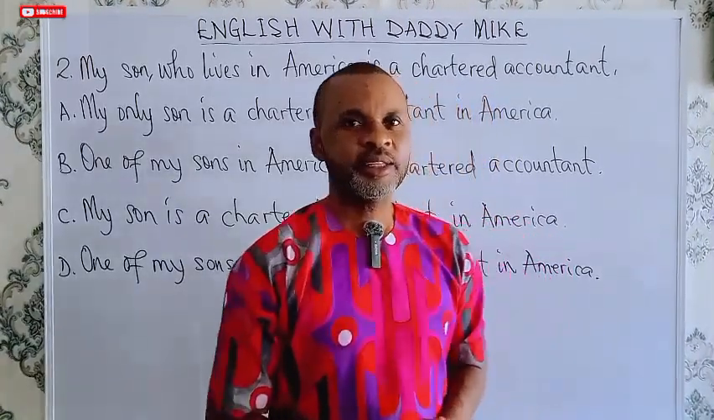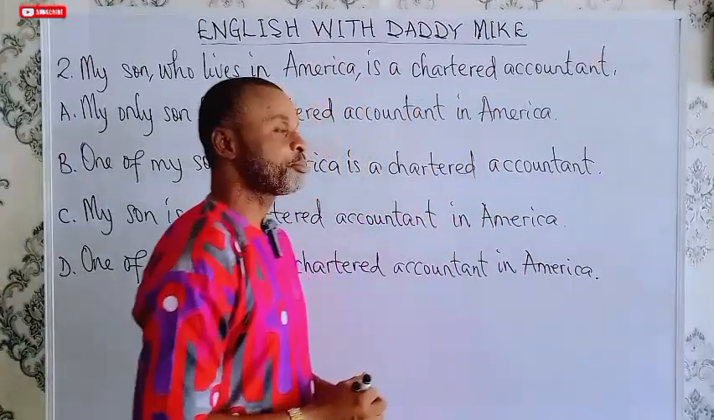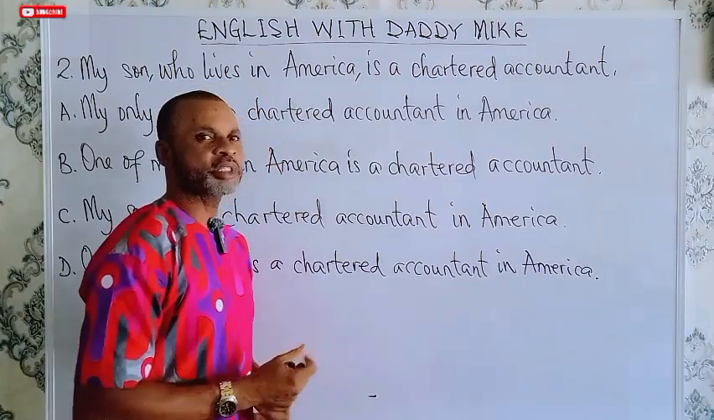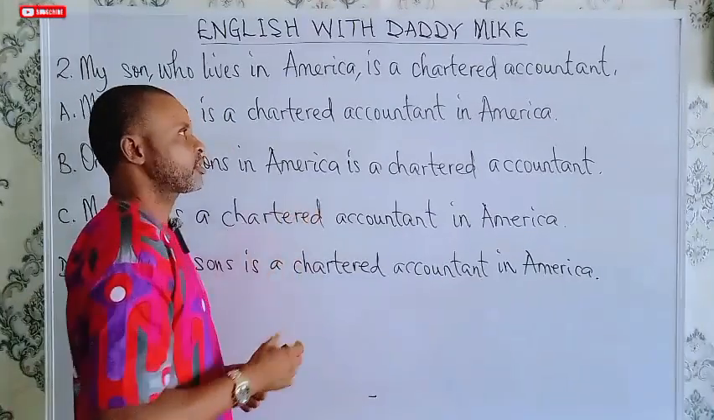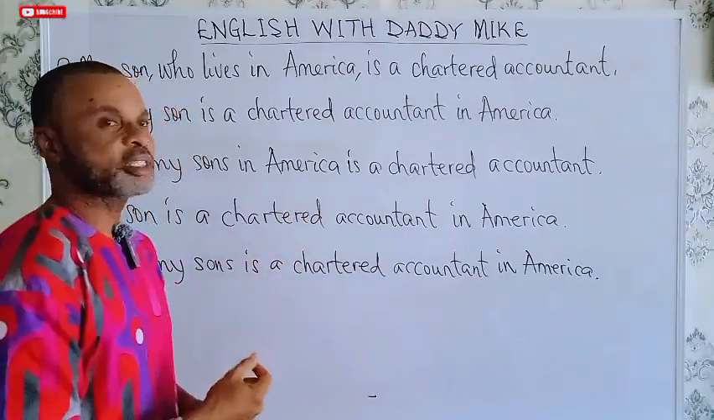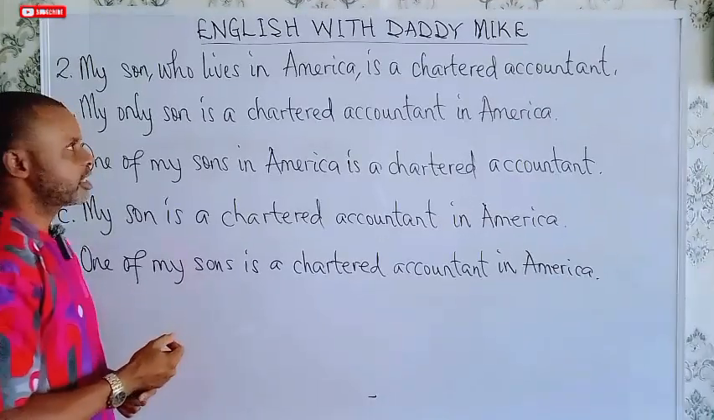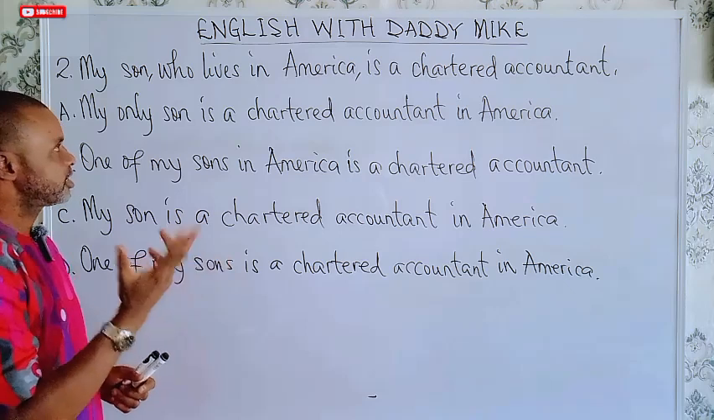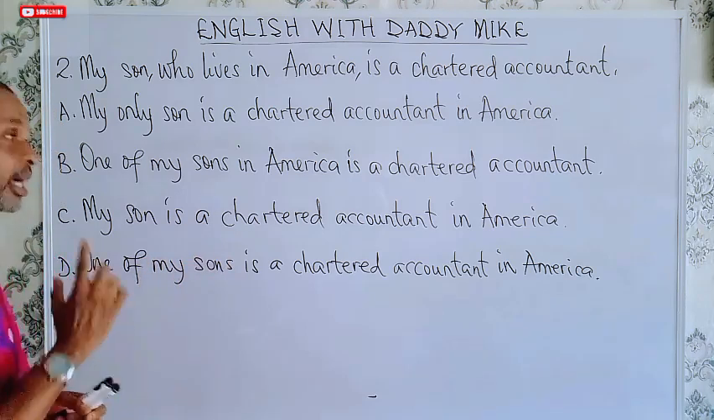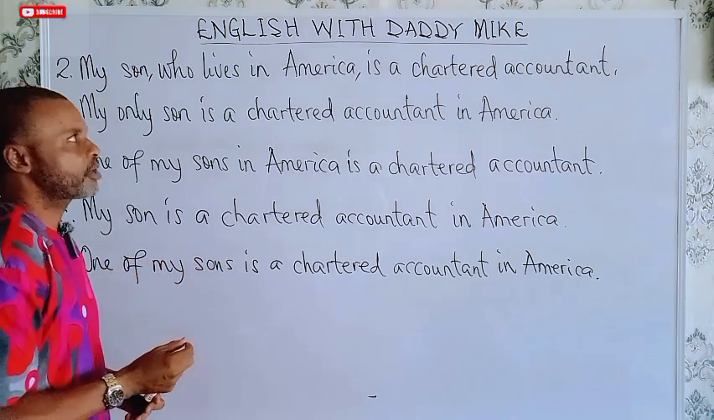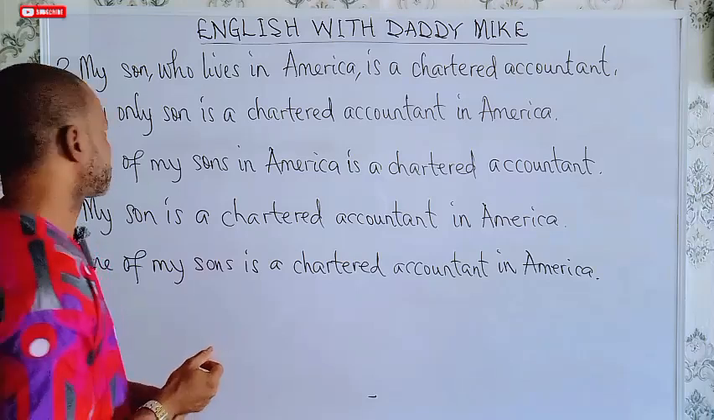So here's the second challenge. Another beautiful but very troublesome sentence. It's not as long as the previous sentence, but it appears more technical than the previous. So please check and take your time. My son, comma, who lives in America is a chartered accountant.